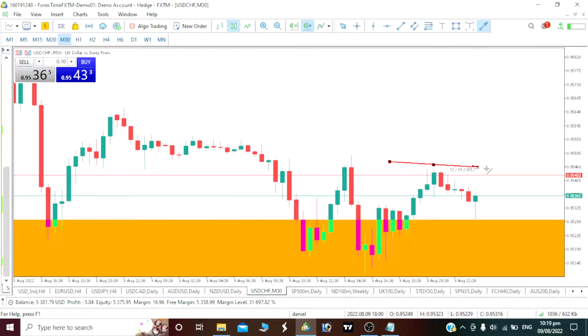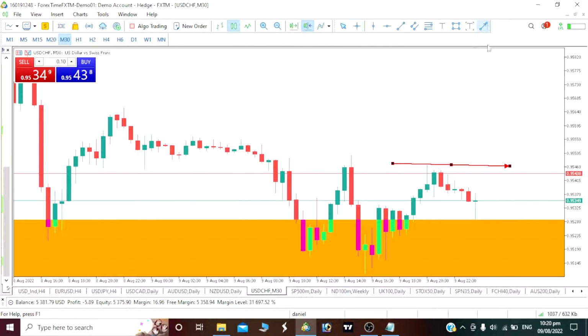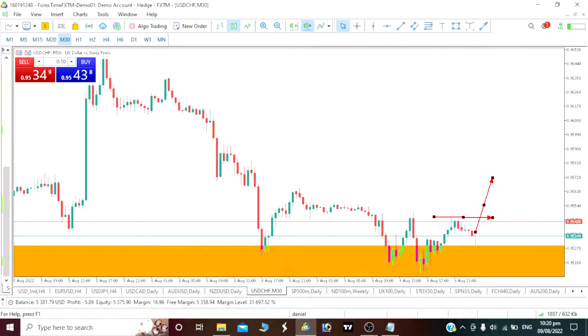If our price on our 30 minutes breaks our previous highs here, which is about 0.95462, if it can break above it, then very much likely we are now on an uptrend on our USD Swiss franc.